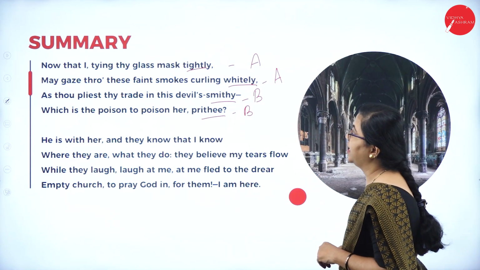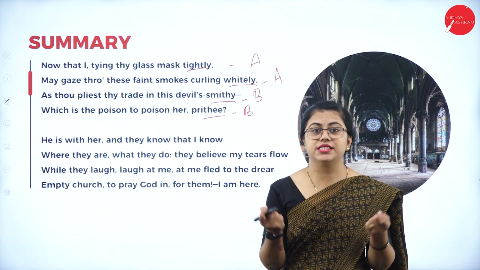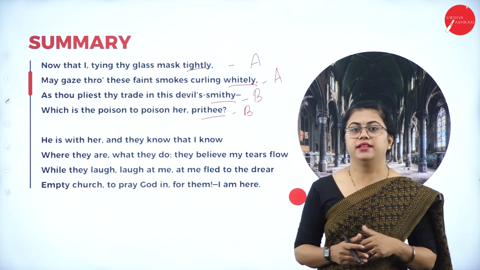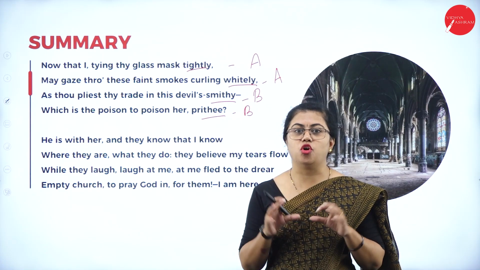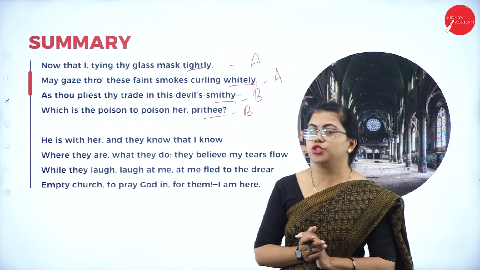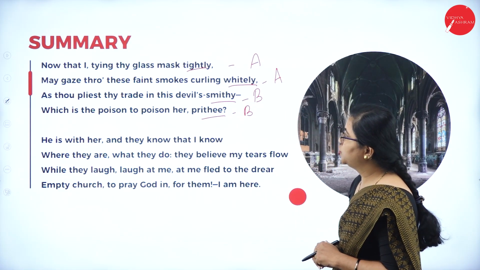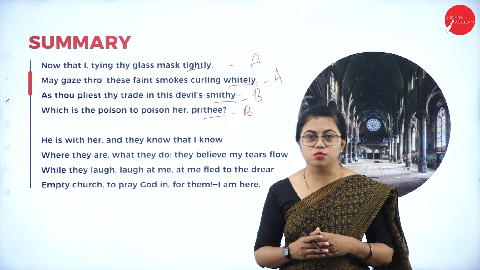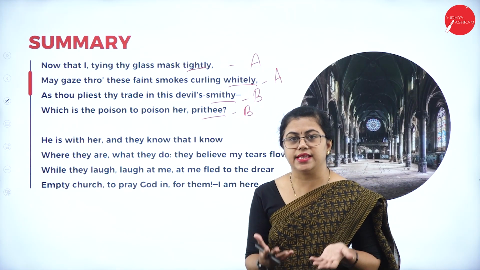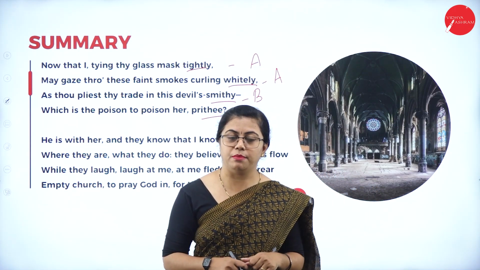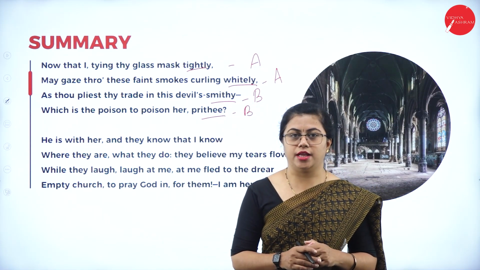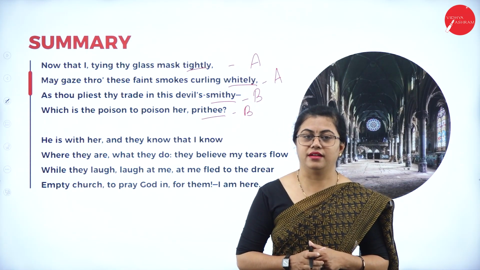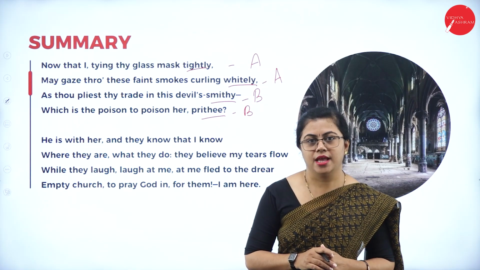Now that I trying thy glass mask tightly. So she is trying to put the mask very tightly so that she doesn't get that smell of the poison or the contents what she is using to prepare the poison. May gaze through these faint smokes curling whitely. So through these smokes, like she wants to gaze and look at the poison that is being prepared. So she is very excited actually in order to prepare the poison. That hatred in her heart is making her prepare this poison.